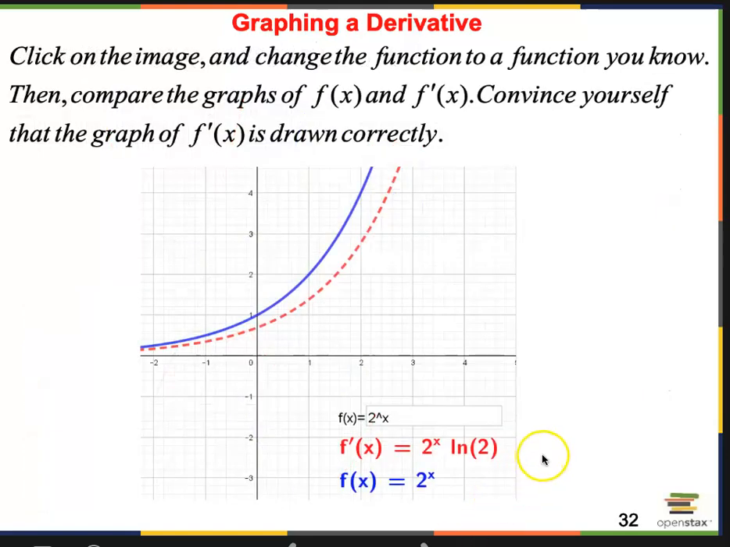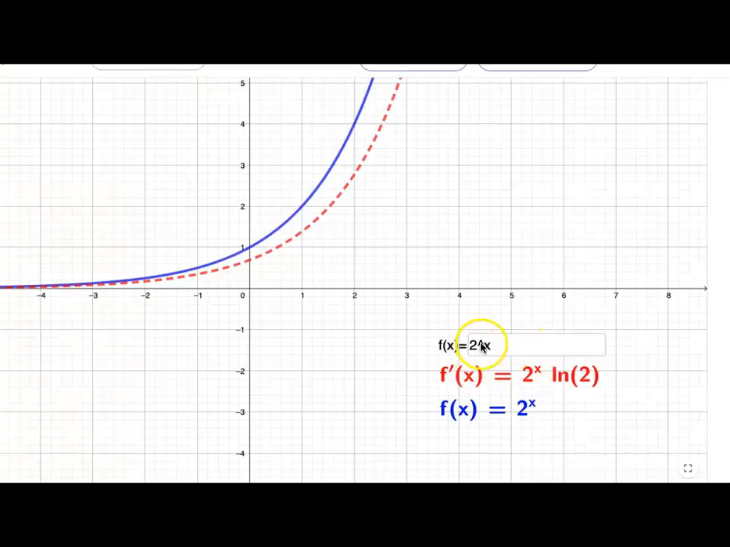All right. Here we can look at the image and change the function to a function, then compare the graphs of the function and its derivative. And look and see, is it drawn correctly here? So that's something you can do, to play around with it and see how you change the function. How does that change the derivative? So here we have 2 raised to the x power, and so the derivative of that would be 2 to the x ln 2. And let's just change this to something, start with something simple. Let's just do x squared.